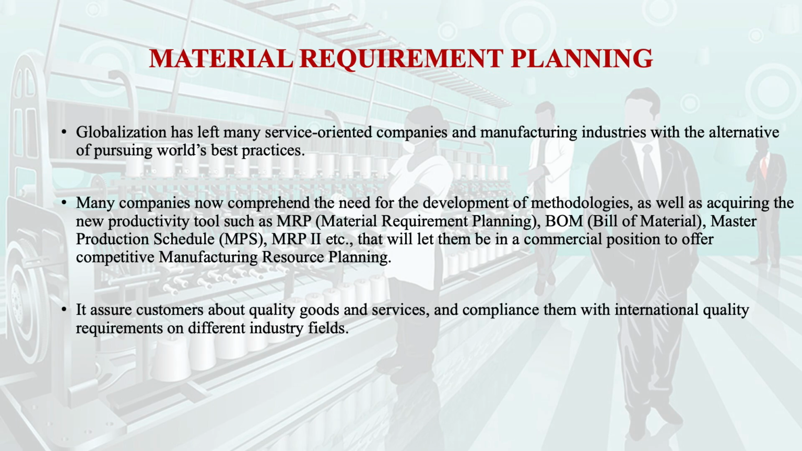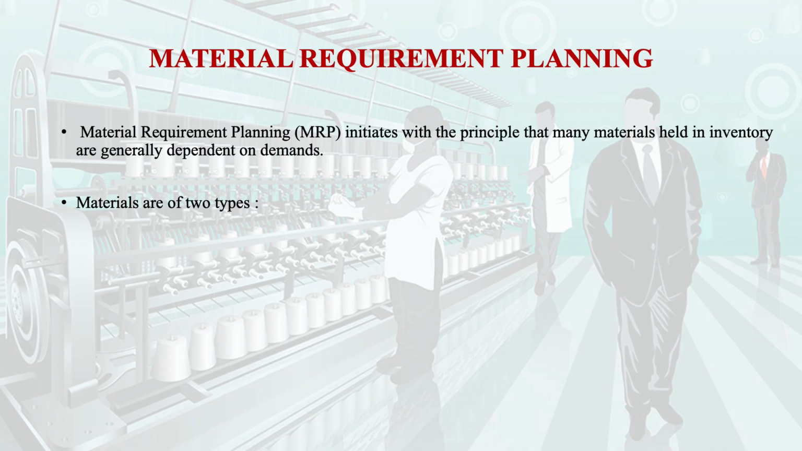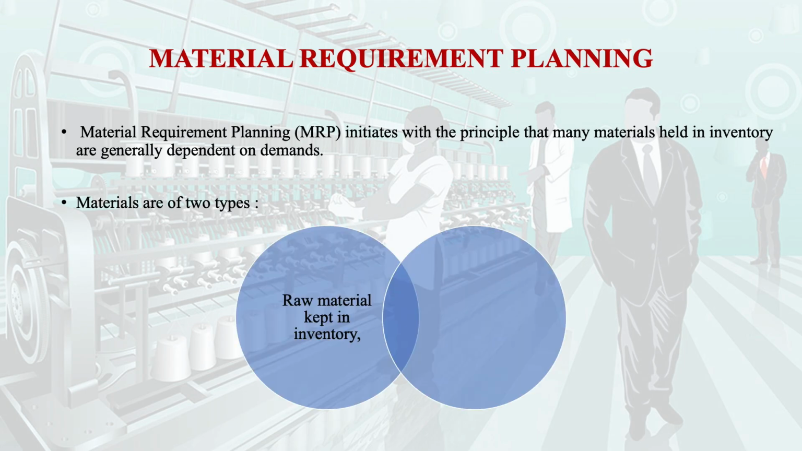It assures customers about the quality of goods and services, and compliance with international quality requirements in different industry fields. Material requirement planning starts with the principle that many materials held in inventory generally depend on demand. As we discussed in the earlier session, materials are of two types: raw material, which is kept in inventory, and partially completed or semi-finished product, which is held as work in process inventory.